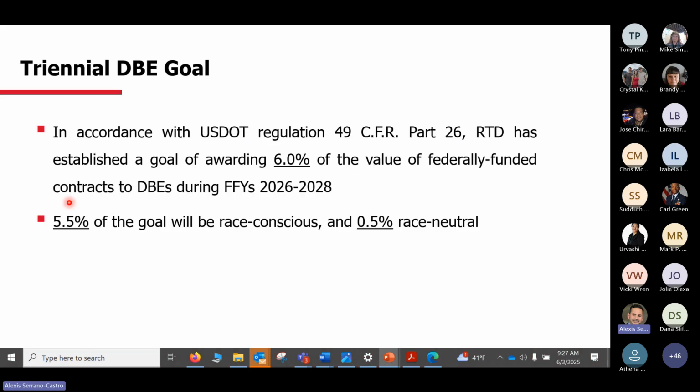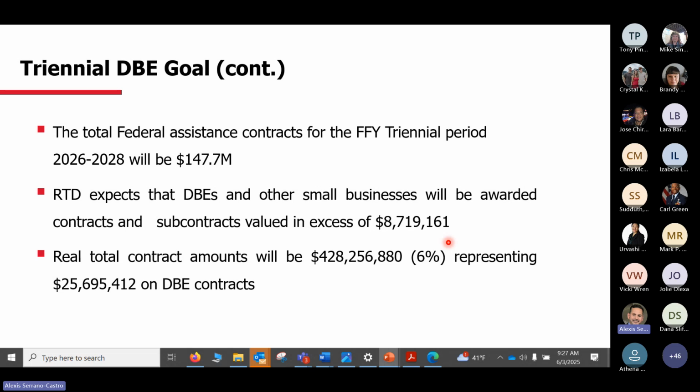So with that said, the goal is going to be 6%. And the way we plan to capture the participation is 5.5 with race conscious, and then 0.5 with race neutral. In terms of dollars, that means in this particular triennial, we understand 147.7 million will be federally funded, and that means 8.7 million is expected to go to DBEs, of course, if the prime does their good faith effort and is successful bringing those DBEs to work. We understand that's exactly how it's going to happen.